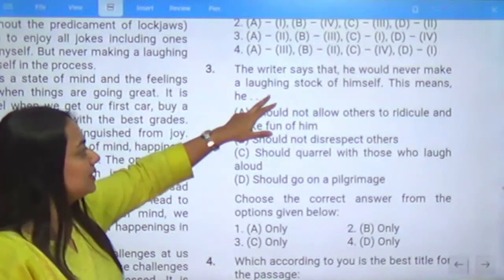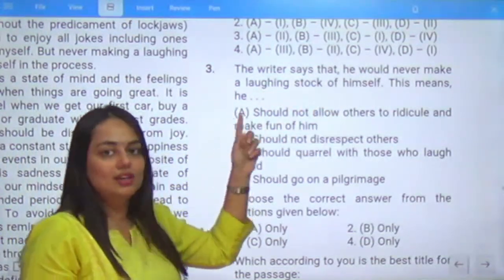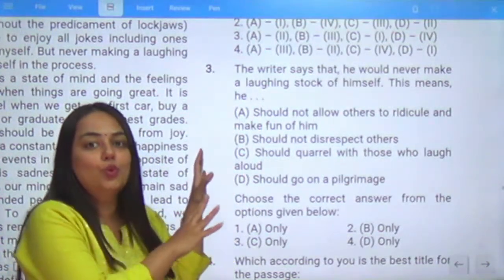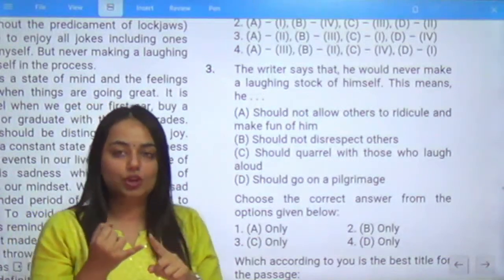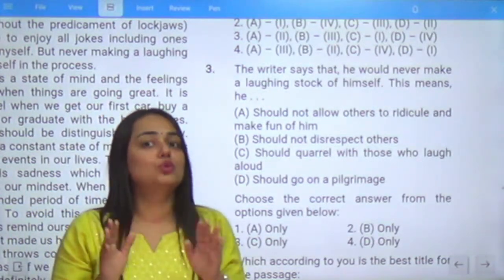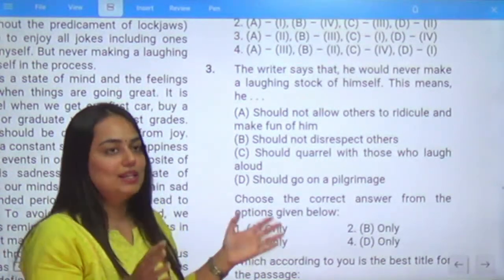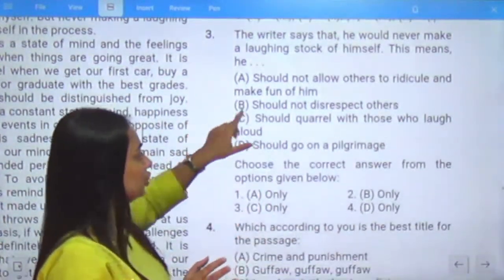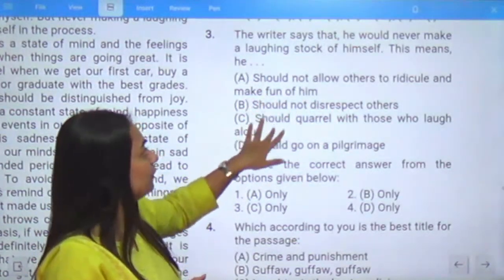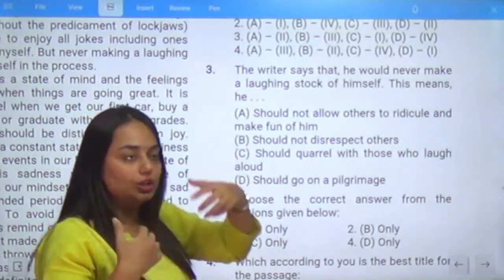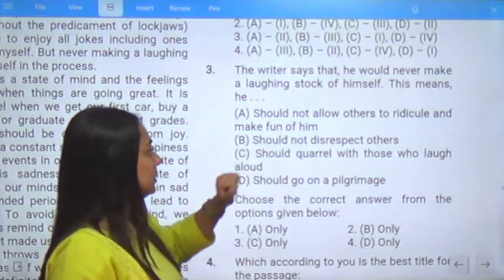And the writer says that he would never make a laughing stock of himself. This means what? Now look at them, how smart they are. They've given you one idiom. They've picked it from the passage itself. In this case, you either know the meaning of the idiom, or if you do not know it, read the context given in the passage and you can easily guess the meaning of that word. So, should not disrespect others, but here we are talking about making fun of. He is saying that one shouldn't be a laughingstock himself. Why would he talk about the other people? So, this can be eliminated.